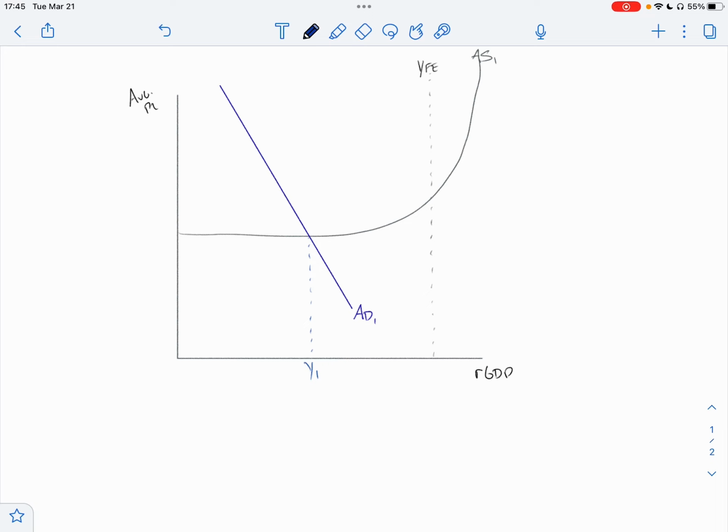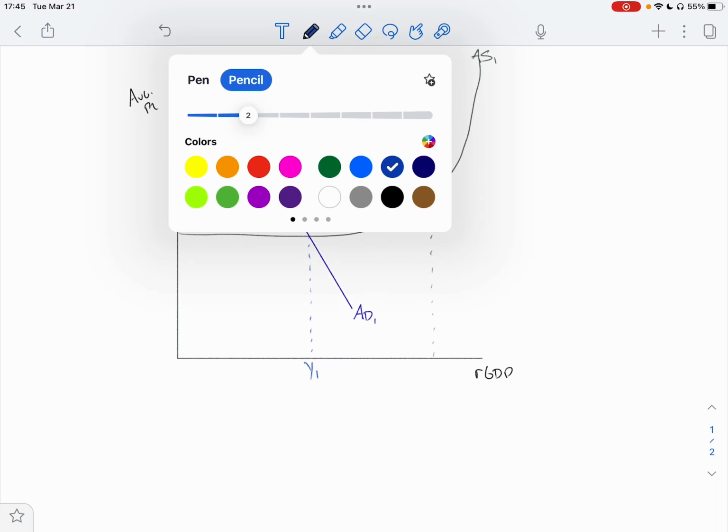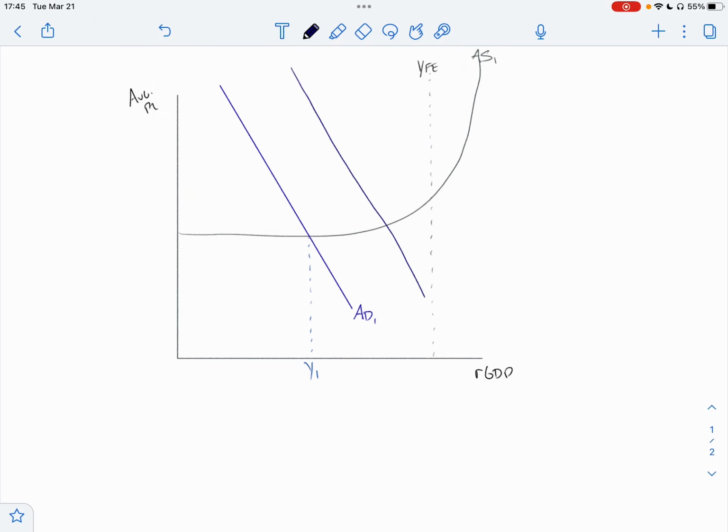Now, let us imagine that one of the determinants of aggregate demand changes and aggregate demand increases. There are many things that could cause this, but let's just imagine there's an increase in consumer confidence. So consumers are more confident, so they're spending more of their money. So let's shift in here, trying to draw our lines parallel, and just for the sake of this, let me have it be a slightly bigger shift. So that's AD2. So I have two different equilibria points. One is at point A, one is at point B.